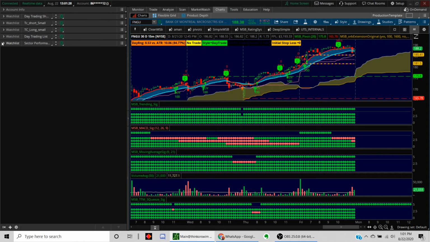Now, what I'll also do is I'll show you some of the key features that the UTS has. What are some of the adjustments you can make? And so for first, let's just take a look at the system overall.